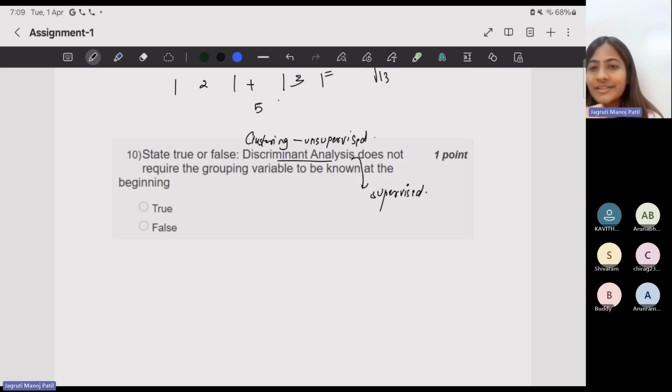Come on, you know the answer for it. So if it's supervised learning, you want to know the information beforehand, right? So is the given statement true or false? False, I think. Exactly.